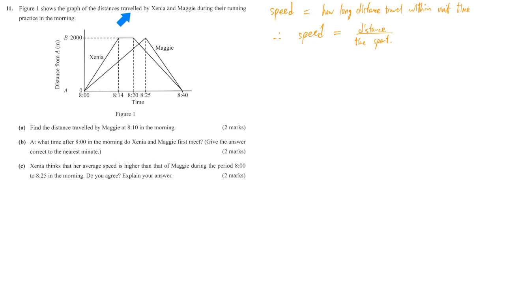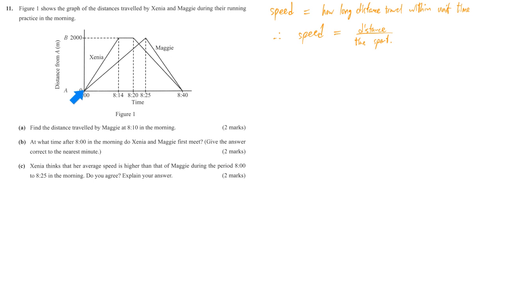This graph shows the distance traveled by Senior and Maggie during their running practice. So basically, it's using a graphical method to describe how they move within this time period. If we talk about Senior, it starts from 8 o'clock.